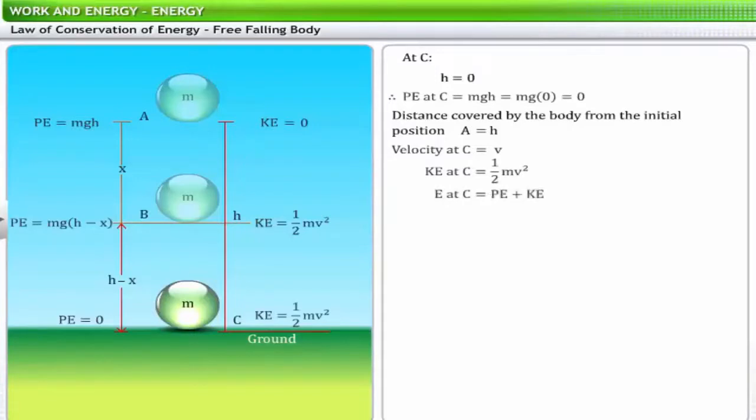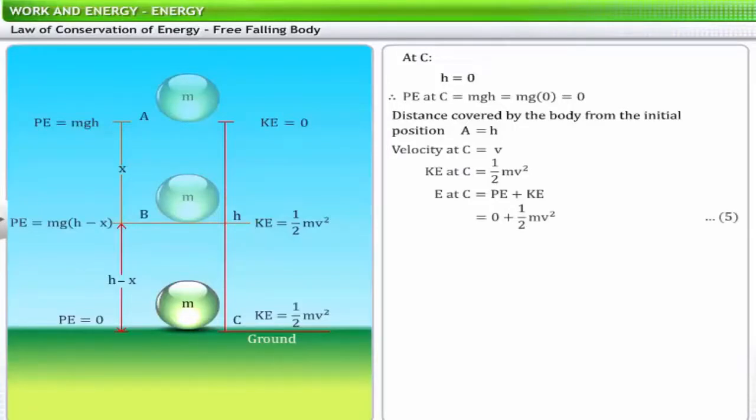The total energy E at C is the sum of the potential and kinetic energies at C. That is, the sum of 0 and half mv square. Let this be equation 5.